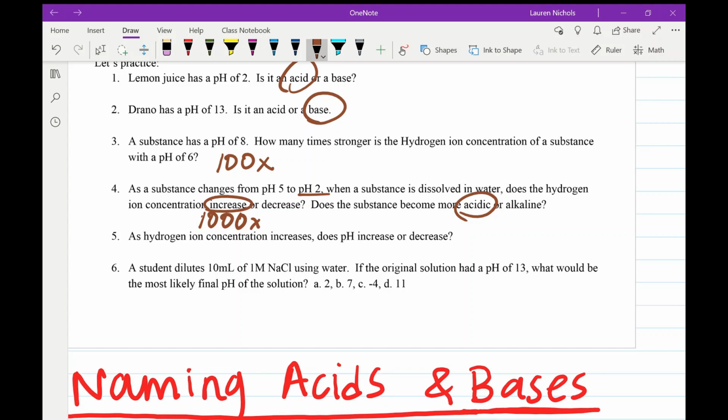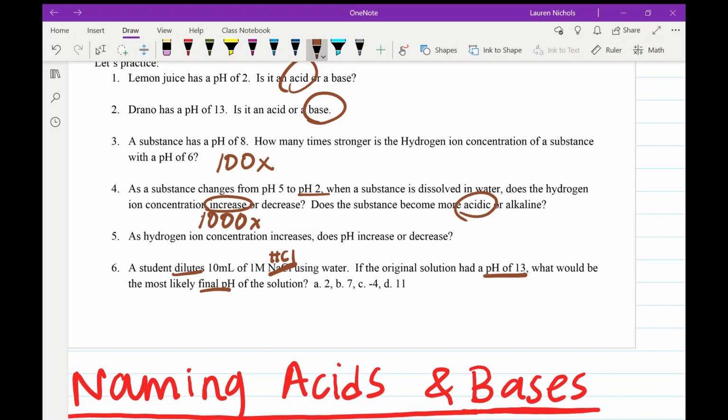So for number 6, I will actually walk you through this question. It says a student dilutes 10 milliliters of 1 molar, that shouldn't say NaCl, that should say HCl. So 10 milliliters of 1 molar hydrochloric acid using water. If the original solution had a pH of 13, what would be the most likely final pH of the solution? Now, remember that when something is being diluted, that means it's probably had extra water added to it, and you're decreasing the concentration of the hydrochloric acid in there. Meaning for every hydrochloric acid molecule, you have a lot more water molecules, so it's making the overall solution weaker.